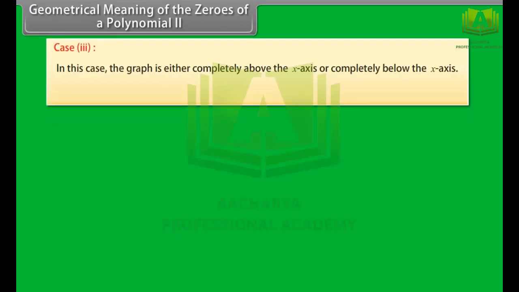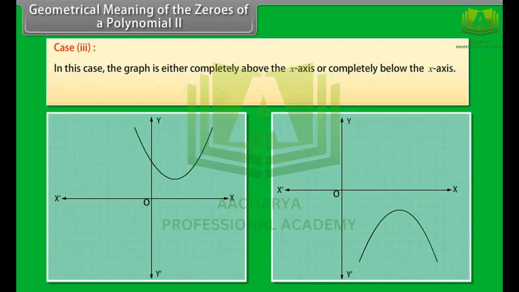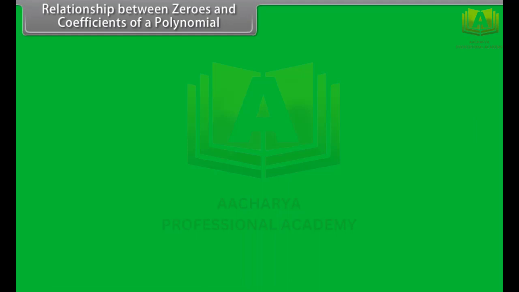Case 3. In this case, the graph is either completely above the x-axis or completely below the x-axis. It does not cut the x-axis at any point. The quadratic polynomial ax² + bx + c has no zero in this case. Relationship between zeros and coefficients of a polynomial.